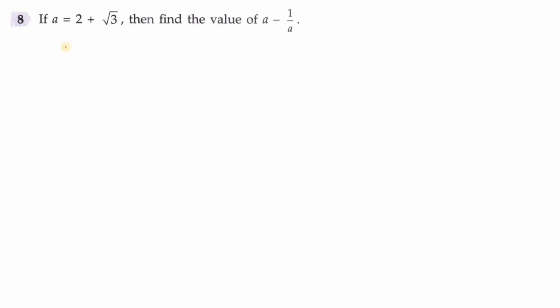Here we have another question, question number 8, which says a is equal to 2 plus root 3. Find the value of this. First, let's find out what is 1 by a. Given is a equals 2 plus root 3. So 1 by a will be equal to 1 by 2 plus root 3. In place of a, write its value.